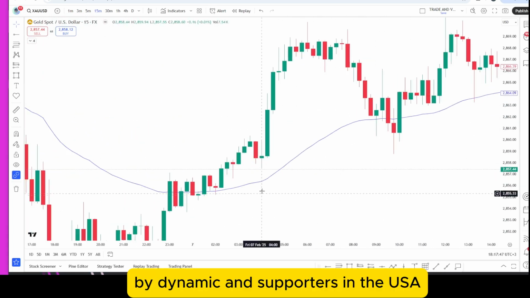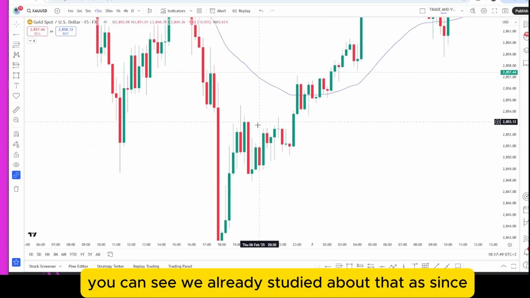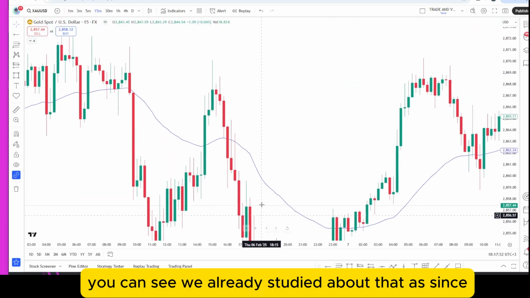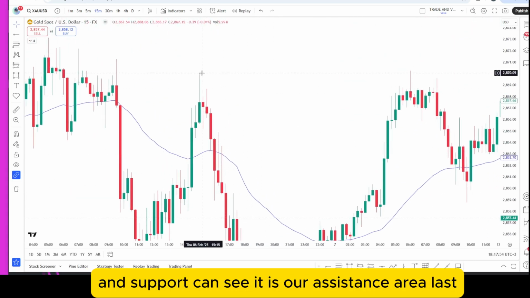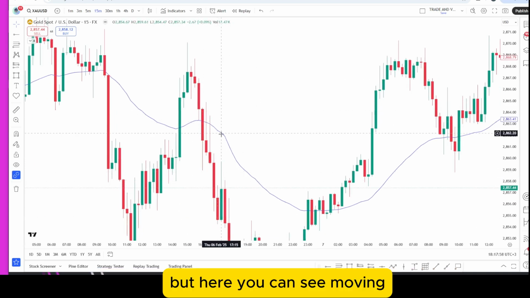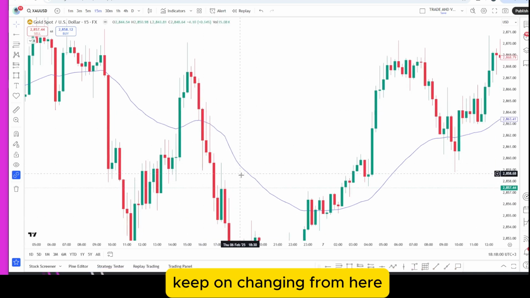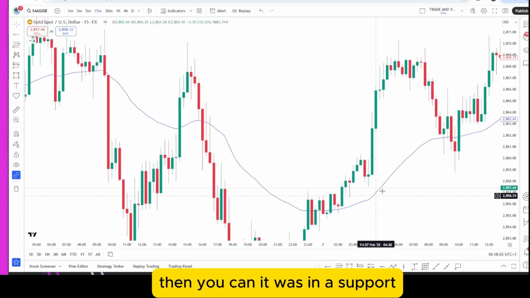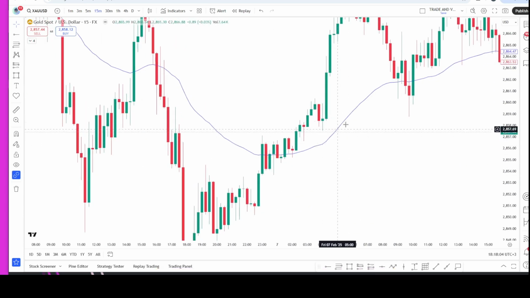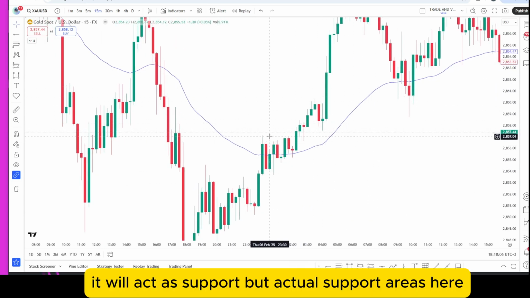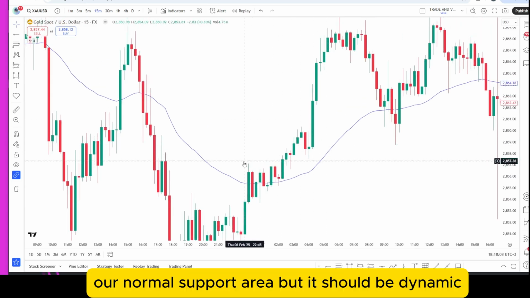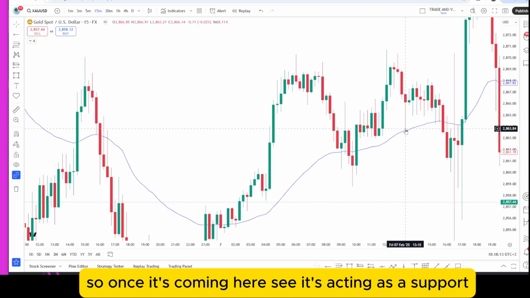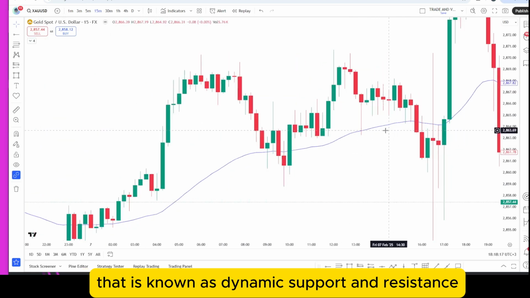By dynamic support and resistance, we mean, you can see we already studied resistance and support. You can see it was our resistance area earlier, but here the moving average resistance keeps on changing. It was in a support, it will act as support, but the actual support area is here, our normal support area, but this one will be dynamic. So once it's coming here, see, it's acting as a support, that is known as dynamic support and resistance.